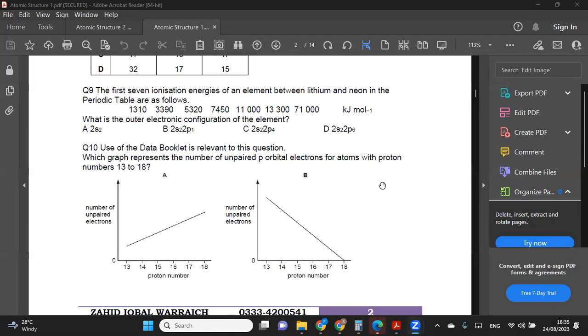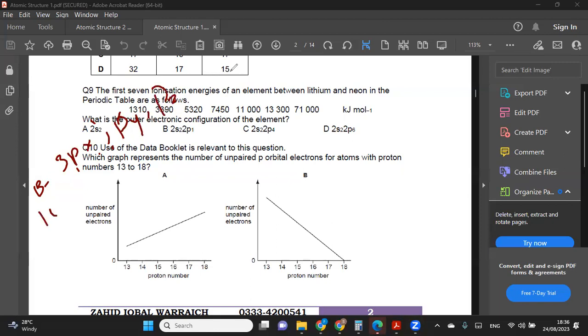Sorry guys, I got disconnected. Okay, I'll just quickly write it down again. For 13, it was 1s2, 2s2, 2p6, and then 3s2. Okay, in fact, I'll write it down as a shortcut. In 13, we had 3px1, and then there was nothing in y, and there was nothing in z.